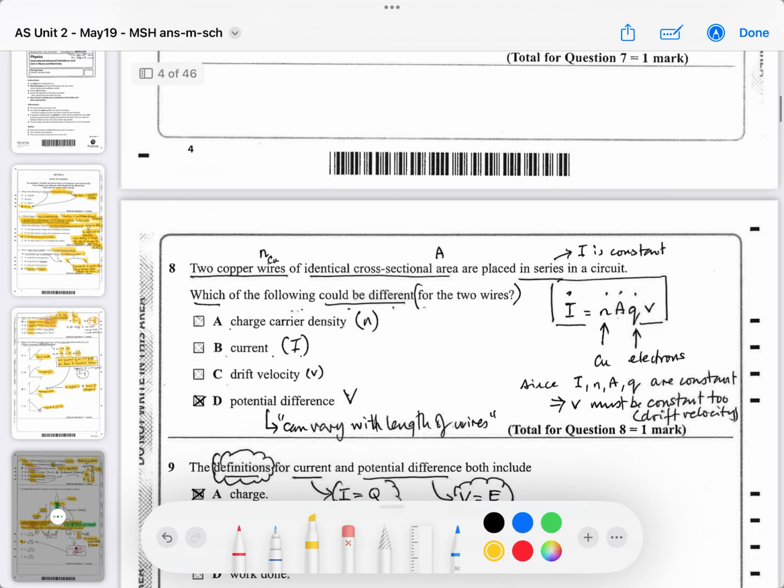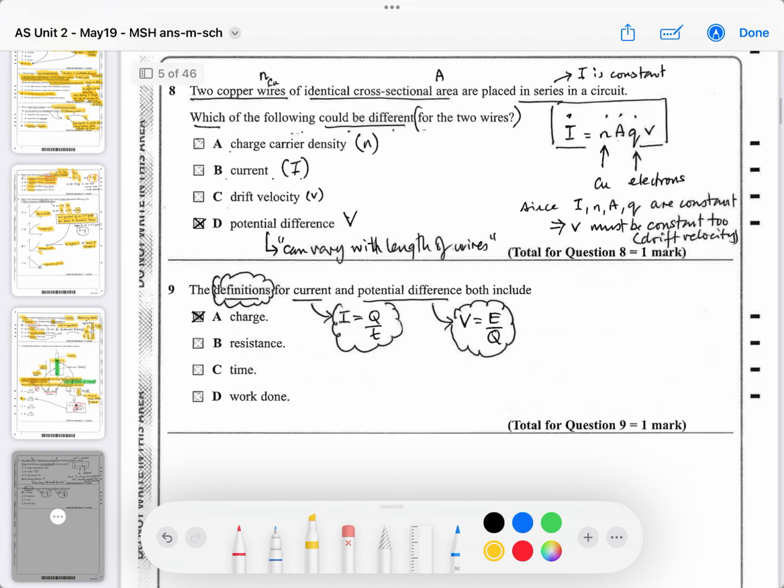That's 7 questions done. Question 8, the 2 copper wires, so they've both got the same n value, of identical cross-sectional area, so A doesn't change, are placed in series, so that means the current is constant. Which of the following could be different for the 2 wires? Well, it basically wants you to use this equation. Well, I is the same and n is the same because they're both copper. A is the same, they told us. Q, they're all electrons, is the same.